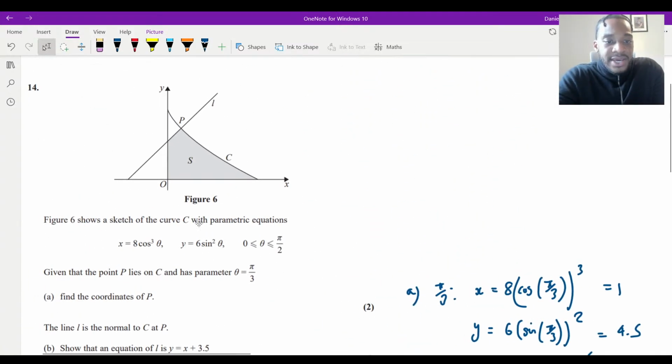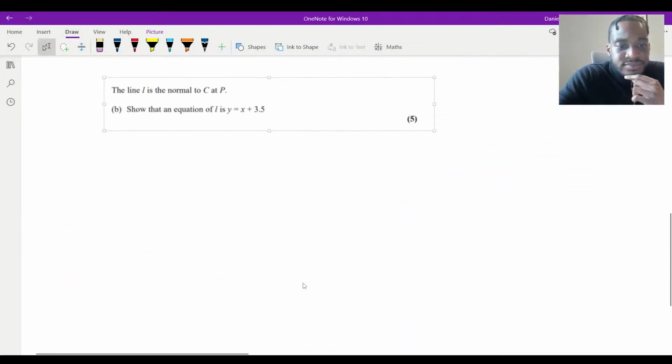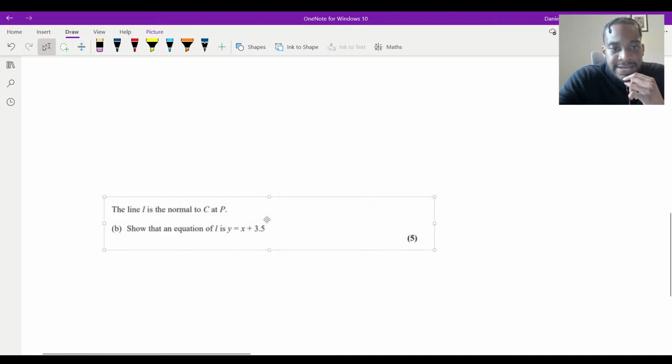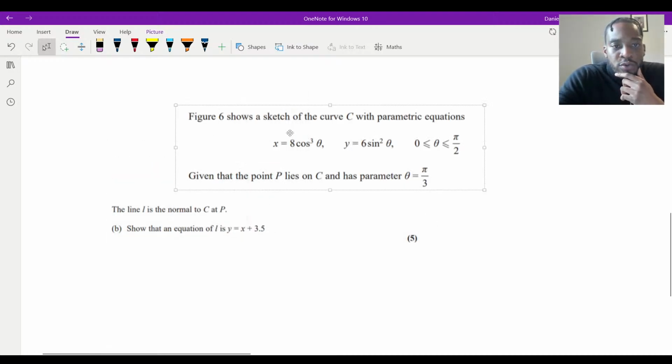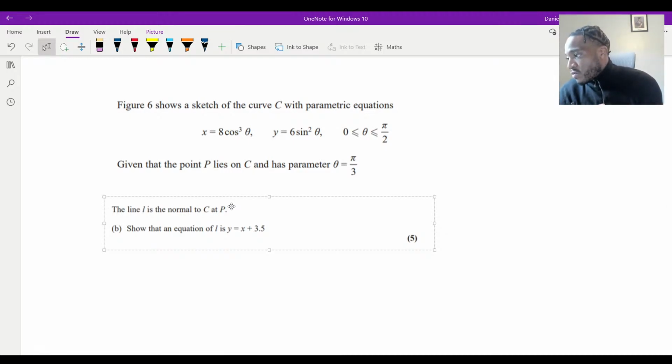Let's get everything we need, by the way. So we know that we've got this here, and then we need to get this. Figure 6 shows that we've got the parametric equations, and it asks us for the equation of the normal. How do we find the normal, right?